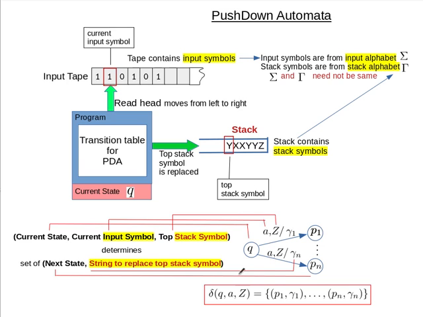So the transition function looks like this. It takes a state, it takes a current input symbol, it looks at the top stack symbol, and depending on that it gives you a pair of two things. What are those two things? The next state and the string that is supposed to replace the top stack symbol. And since we are allowing non-determinism, this is actually a set of such pairs. This is a finite set of such pairs. You cannot have infinitely many things here.